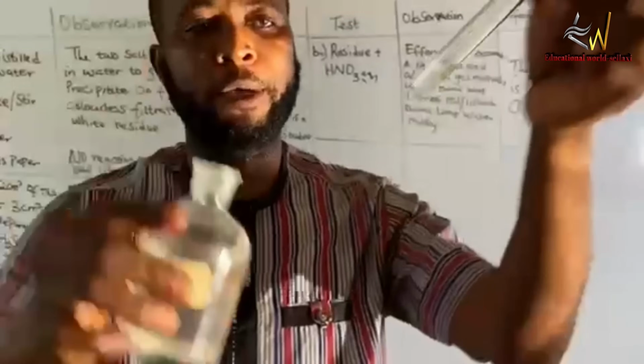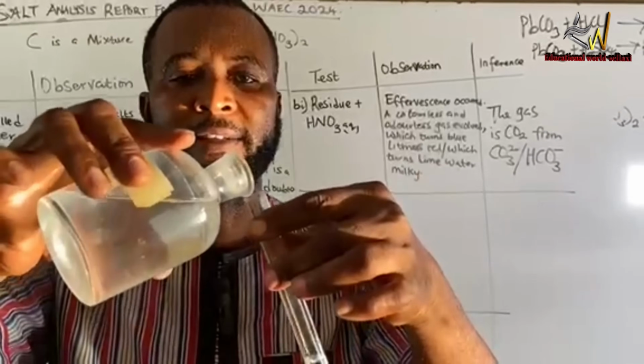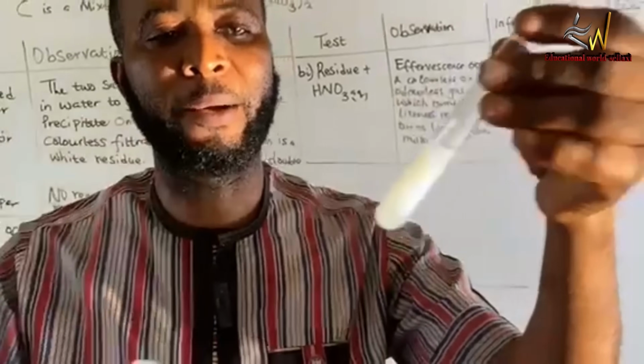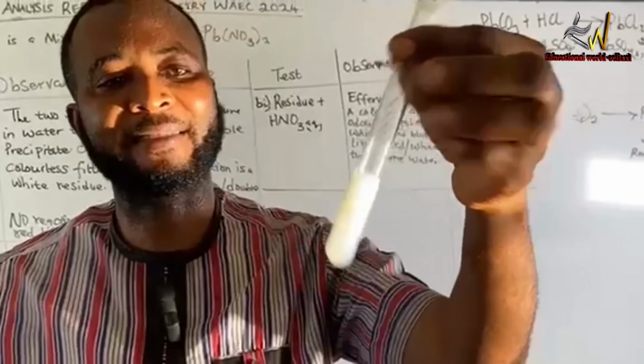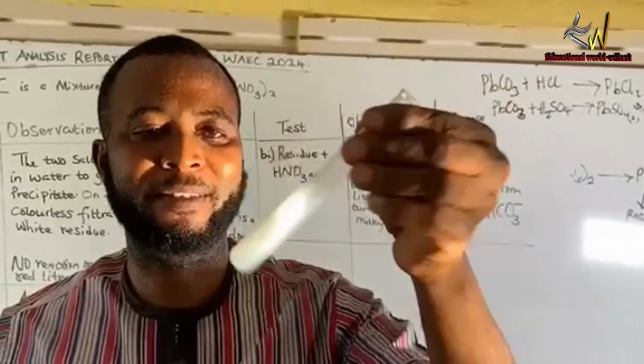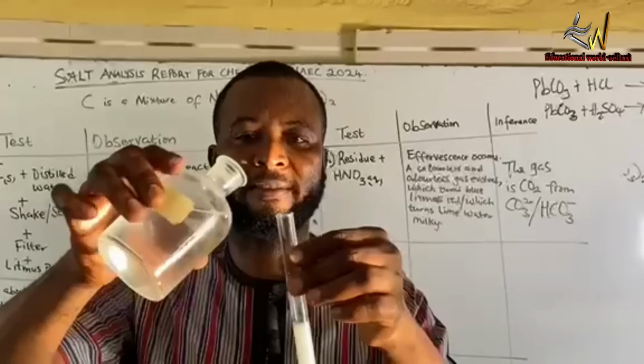Now this is sodium hydroxide. Let me add in drops. Remember, this is colorless. Can you see? It's colorless. Now I add in drops. Wow. White precipitate. You can call it chalky. White chalky precipitate, or white precipitate. Then let me add excess.